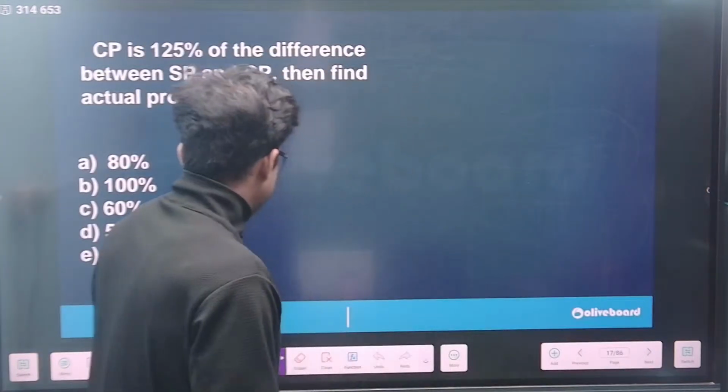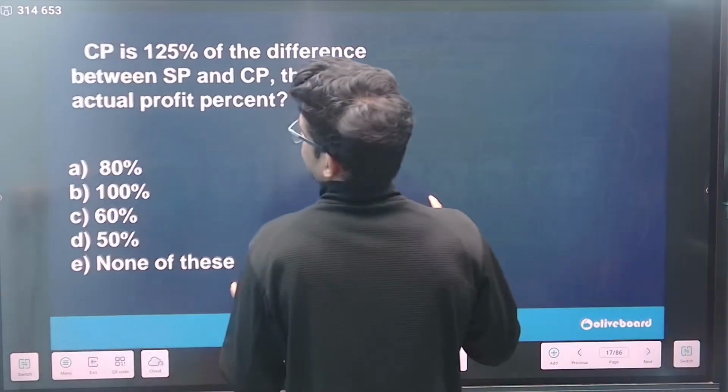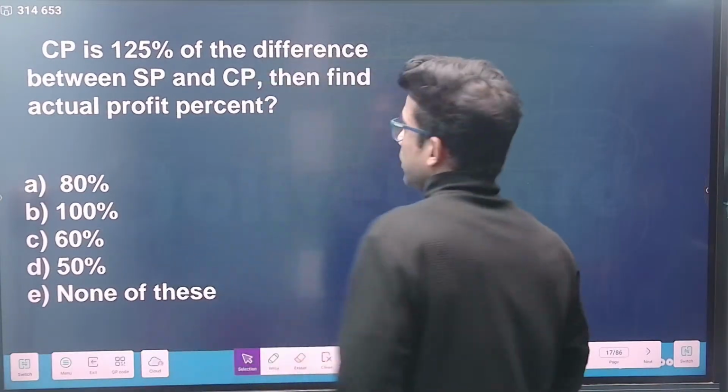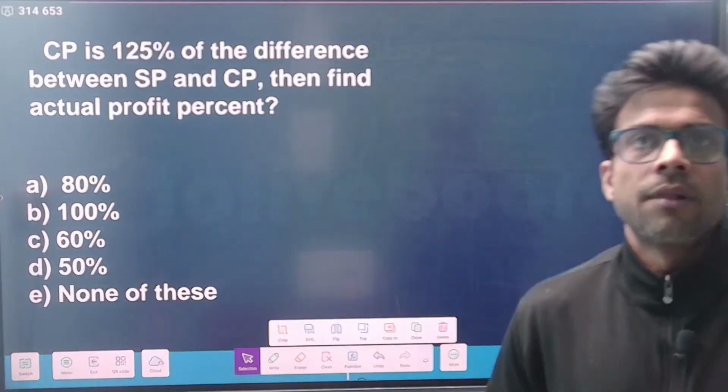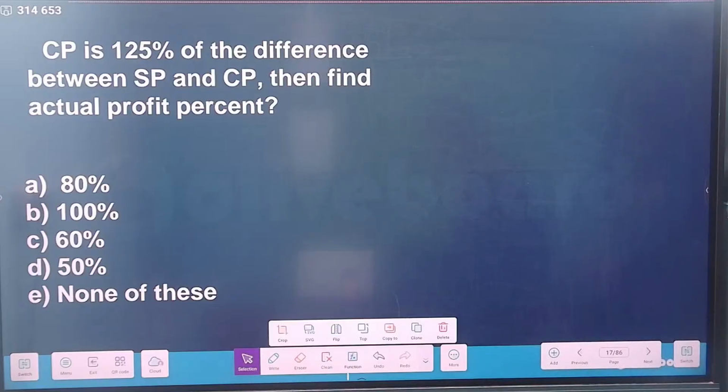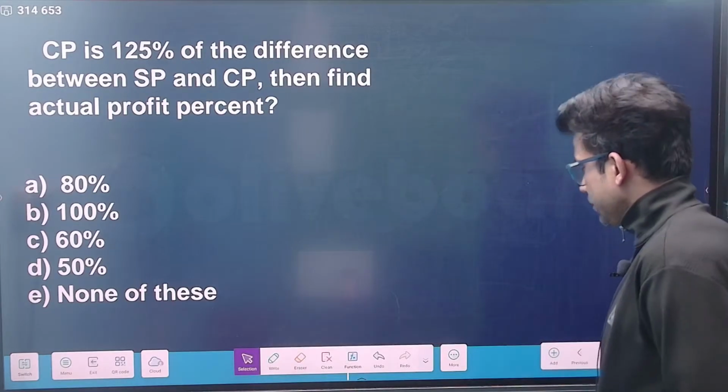Now let's come to the next question. Now can you solve this problem? If you guys are okay with the time, that would be great. Come on, everyone, solve.